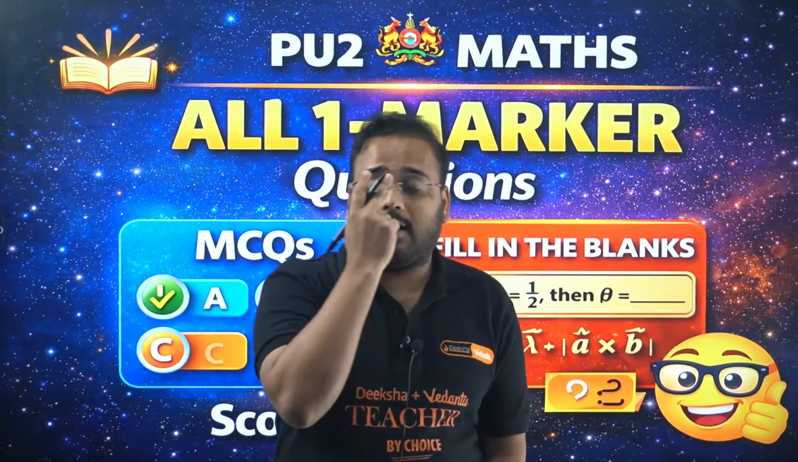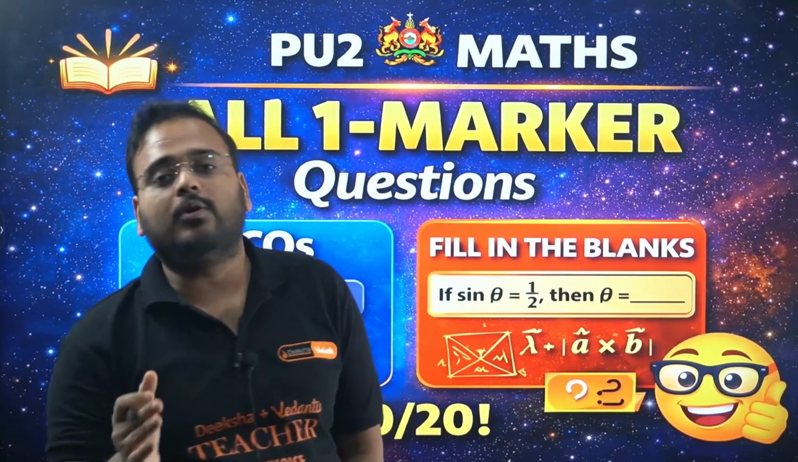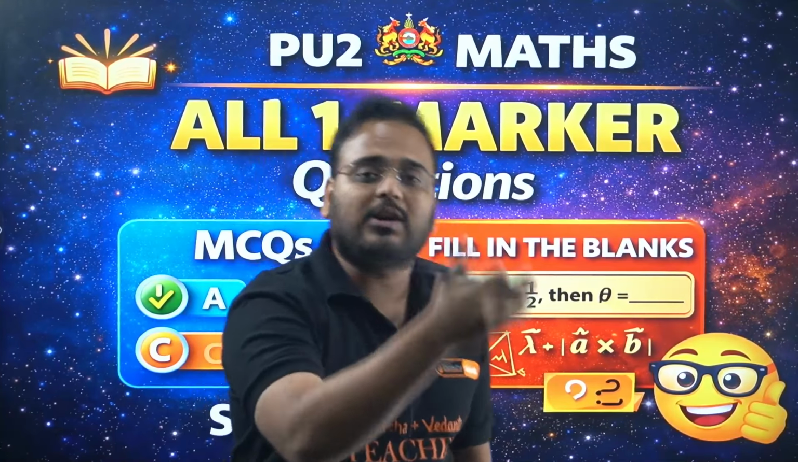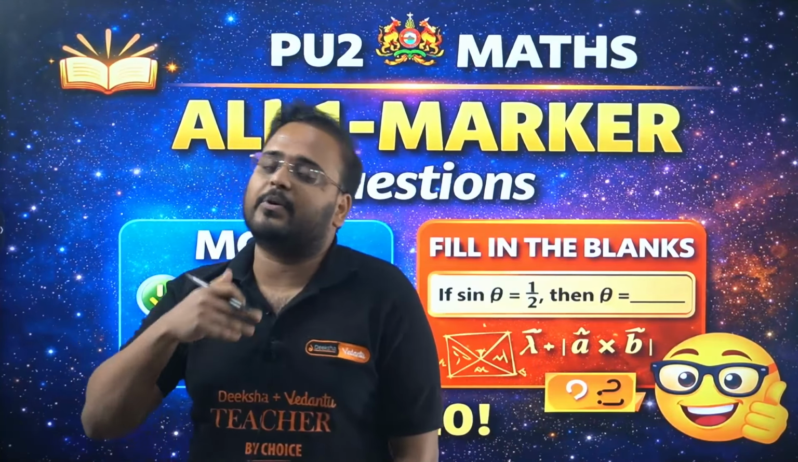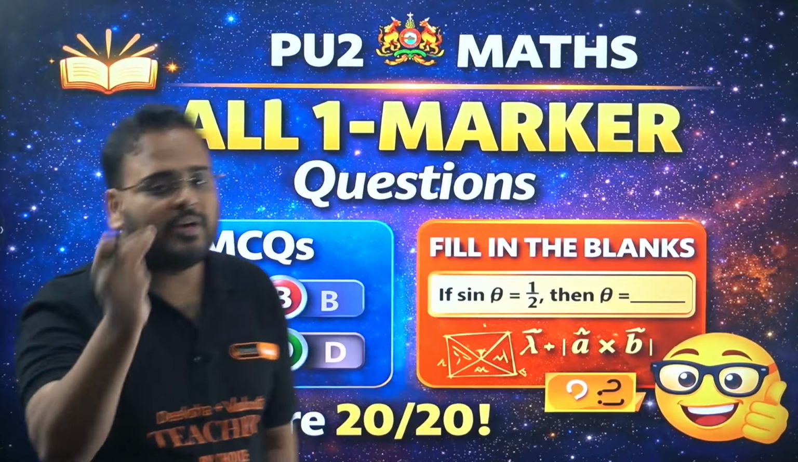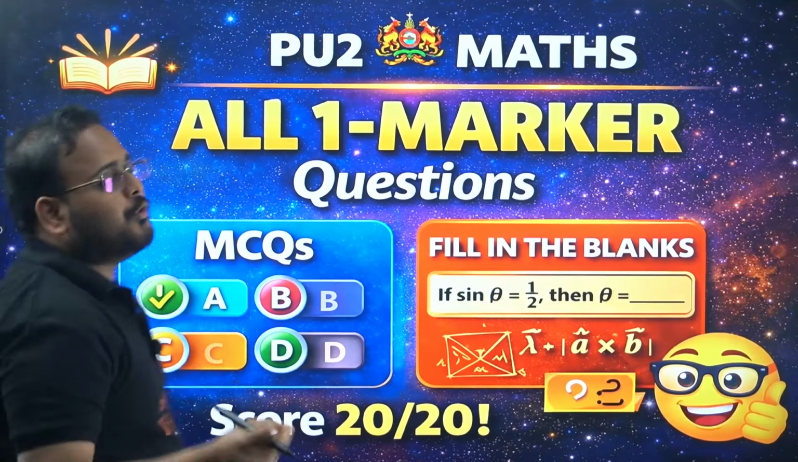Alongside solving all the questions, I'll tell you the weightage we should give to the MCQs: for which chapter, what question can be expected, and how many questions can be expected, as per the blueprint, which you already know very well. So here it is, all one marker PU2 maths.